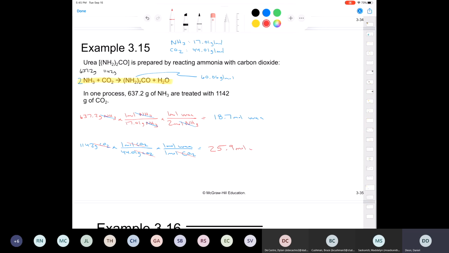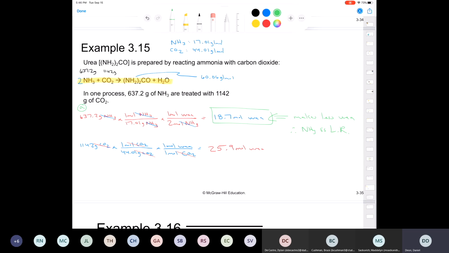So 25.9 moles of urea. My question to you is, which one of these is the limiting reactant? Is it ammonia or is it carbon dioxide? Which one's the limiting reactant? Yeah, it's ammonia. Why? Because it's produced in a lower amount. It makes less urea. Therefore, NH3 is the limiting reactant. So I've already solved the first part. Ammonia is my limiting reactant, and I'm going to end up forming 18.7 moles of urea.